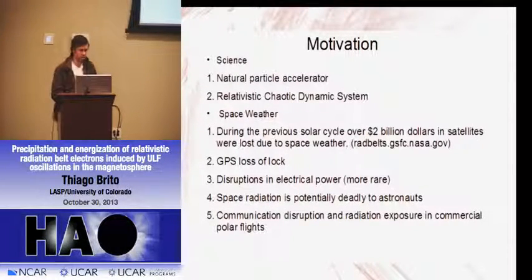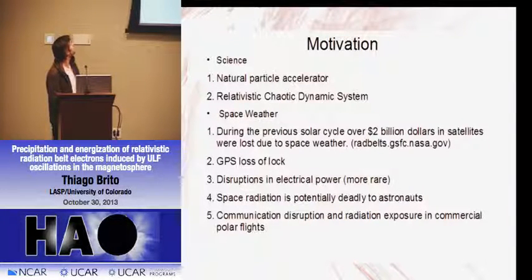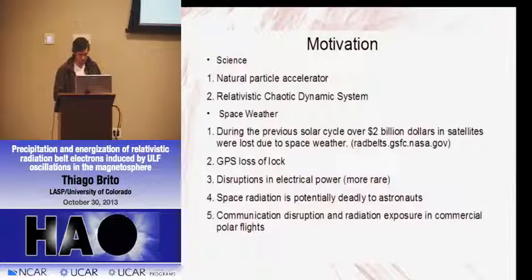Okay, so why study the radiation belts? I just think it's a cool topic because it's a natural particle acceleration, and it's a relativistic chaotic dynamic system. But we also have to think about the space weather side of it, because this population has a major impact on satellites, and so there's a lot of research done to understand and try to model and predict their behavior. It affects GPS and occasionally electrical power, or that's more a geomagnetic storm, but not radiation belt specifically. And then it's potentially deadly to astronauts, et cetera.